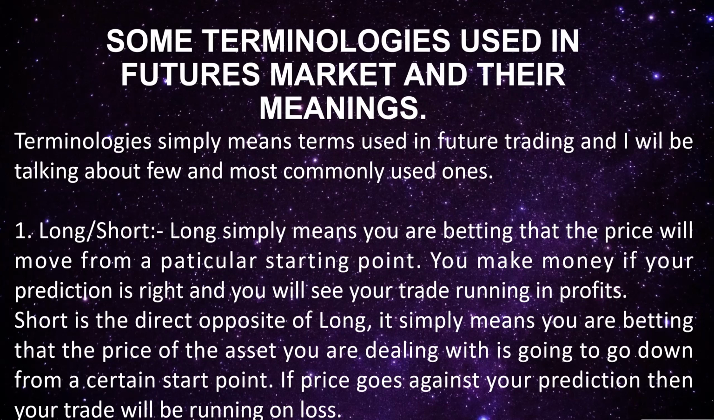You know, I told you earlier that in futures, you don't buy anything. You don't keep any coin in your wallet. You are just predicting the change in price. You are predicting the direction of the price movement, right? Now, you make money if your prediction is right, and you will see your trade running in profits. If you say from $10, the price of this particular coin, particular asset, whatever you are trading, is going to go up, and as you predicted, it began to go up, you will see yourself running in profits.